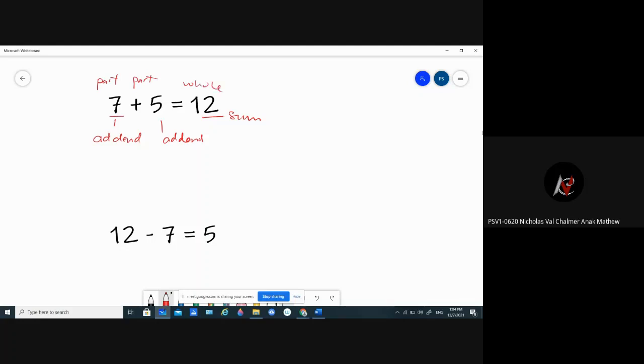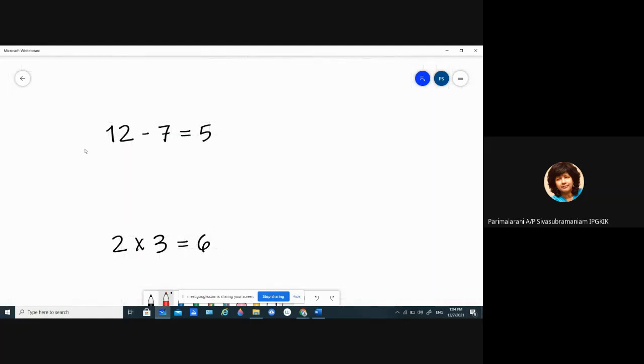This is one part. This is one part. Together they become the whole. Part-whole model, or each number here is known as the addend. For subtraction, you need to know all these names. This is called the minuend. This is the subtrahend. And finally, we have the difference.